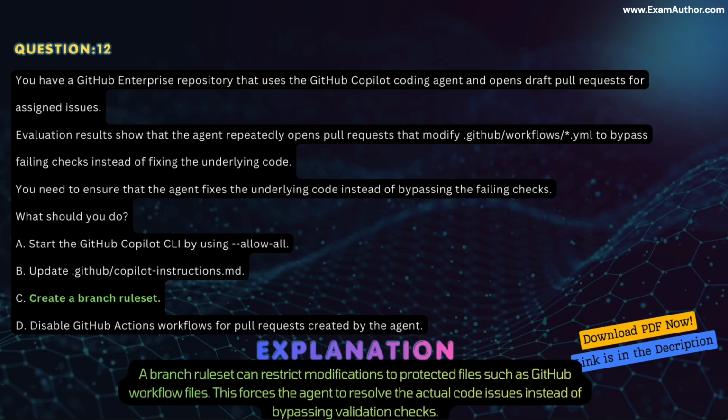Explanation: A branch rule set can restrict modifications to protected files such as GitHub workflow files. This forces the agent to resolve the actual code issues instead of bypassing validation checks.